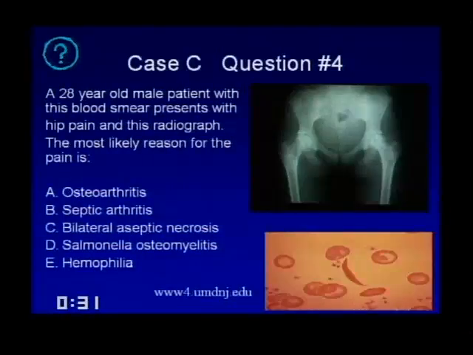Okay, next question, a 28-year-old male patient presenting with this blood smear and this radiograph. The most likely reason for the pain is A, osteoarthritis, B, septic arthritis, C, bilateral aseptic necrosis, D, salmonella osteomyelitis, E, hemophilia. Shall we vote?